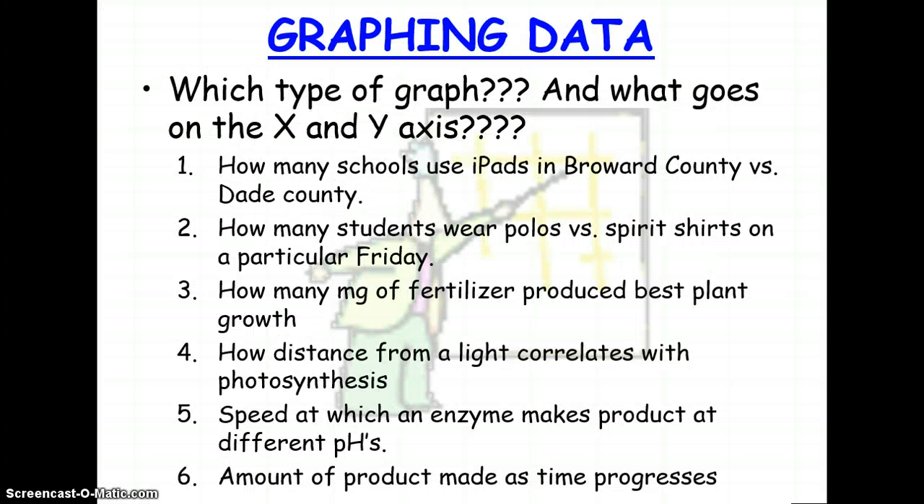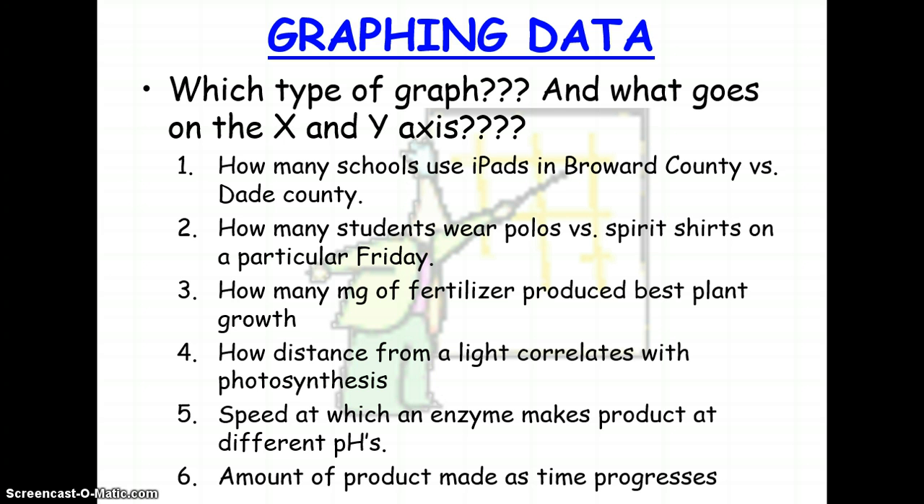And so here are some examples, and for now we're just going to determine what kind of graph they would be, and we'll come back and determine what goes on the axis in a few minutes. So our first one, how many schools use iPads in Broward versus Dade County? Well, Broward and Dade County are not numbers, they're places, and so that would need to be a bar graph. Our second one, how many students wear polos versus spirit shirts on a particular Friday? Again, polo and spirit shirt, these aren't numbers, so this would need to be a bar graph.